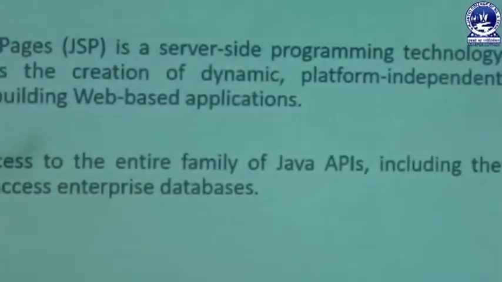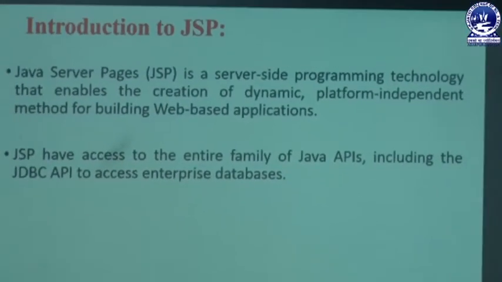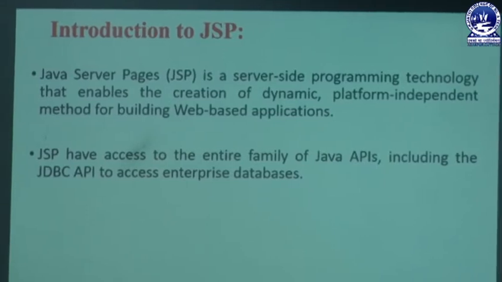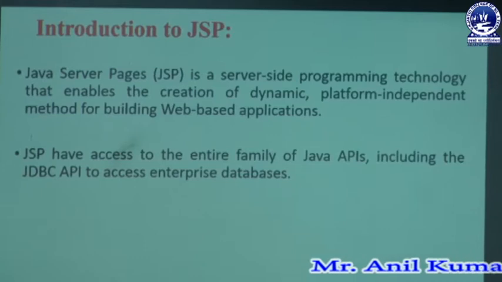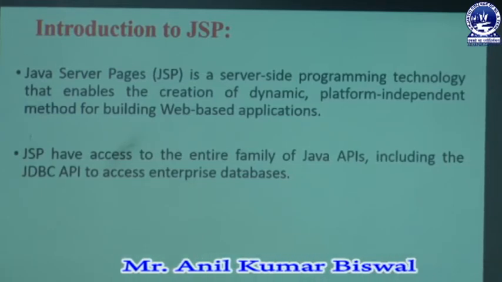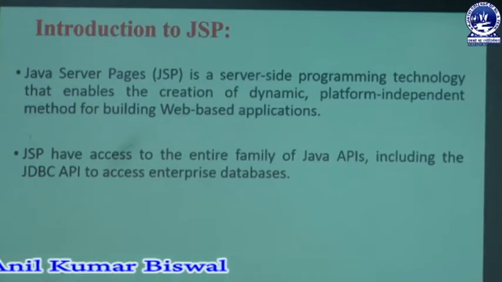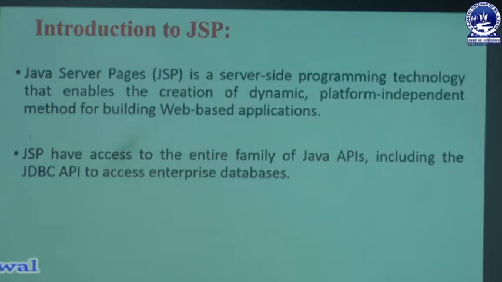Next point we can discuss is that JSP has access to the entire family of Java APIs, meaning Java application programming interfaces, including the JDBC API to access enterprise databases. And the next most important feature of JSP: whenever a user wants to make a link with a database, we know that whenever any type of web page is linked with a database, then this kind of application is known as a dynamic application, meaning the client server application or client server relationship.